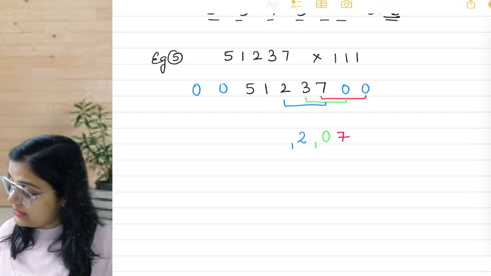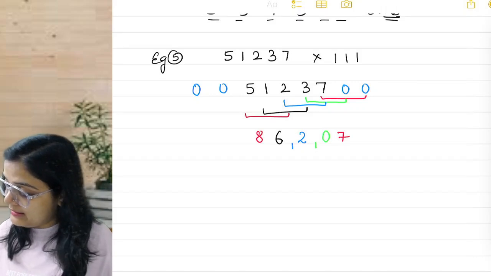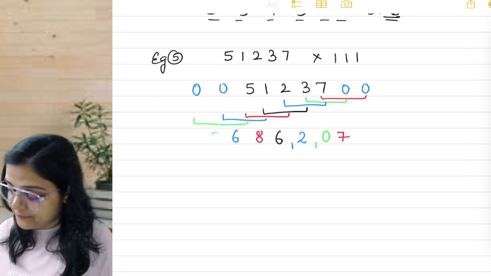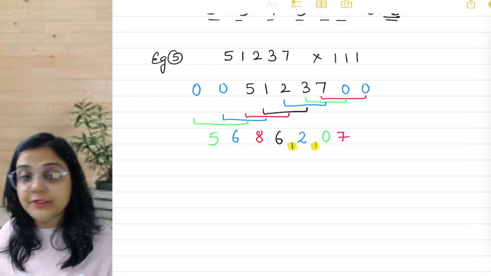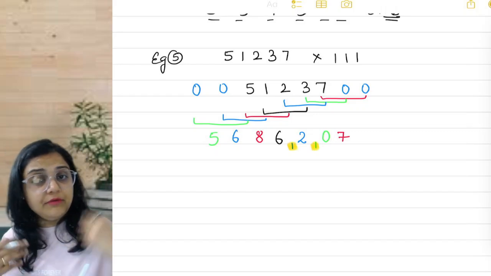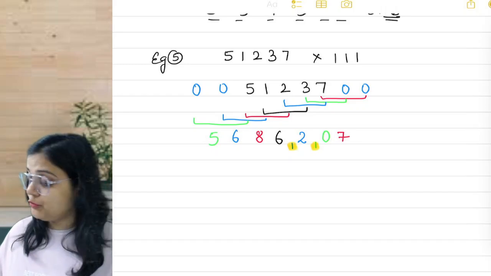Then add the next 3-digit number, 3 plus 2 plus 1 is 6. Then add the next 3-digit number, 5 plus 2, 7 plus 1 is 8. Then add the next 3 numbers, that is 6. And finally add the last 3 numbers, that is 5. So here we are having carries at 2 places only. In the previous one we had carries at 3 places. Here we are having carries only at 2 places.